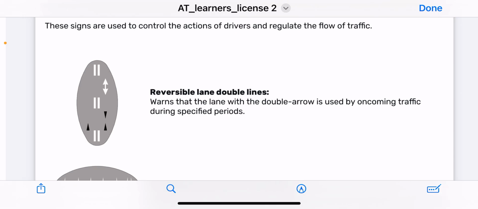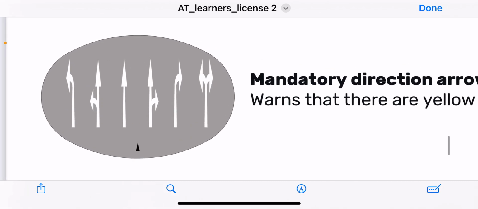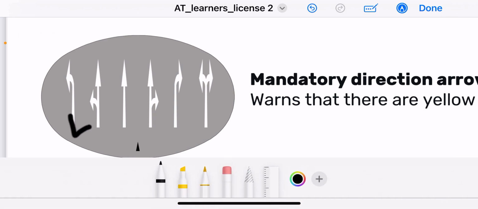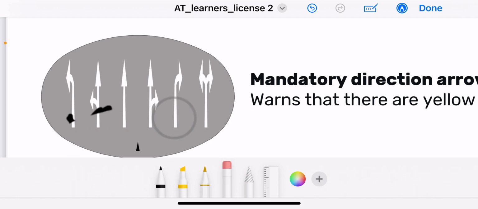Okay, and then moving on, mandatory direction arrow ahead. You see the difference? You have the mandatory direction arrow, and then this one says ahead, there is a mandatory direction arrow. So when you see the white one, it tells you that you will find the yellow one, which will be mandatory for you to turn. Also this one and that and that.